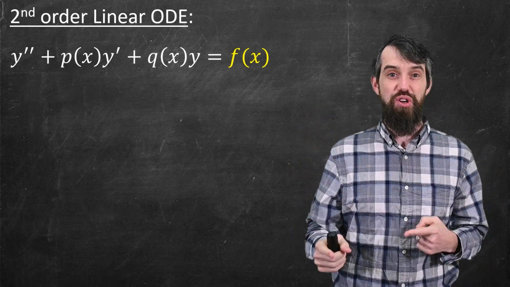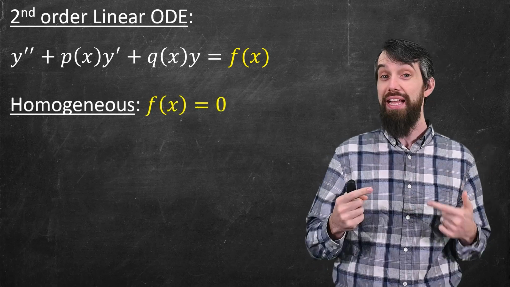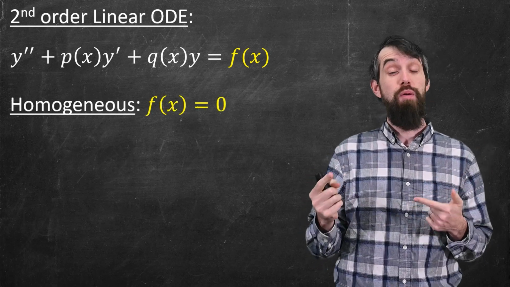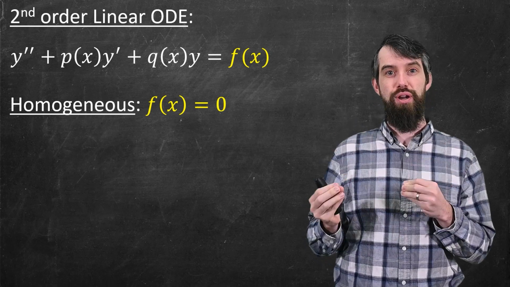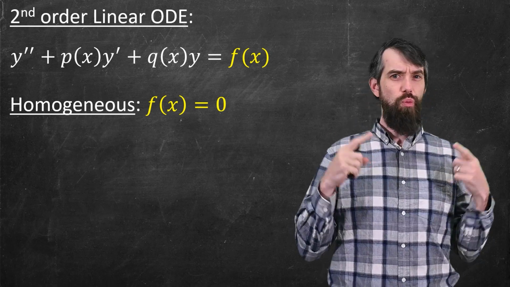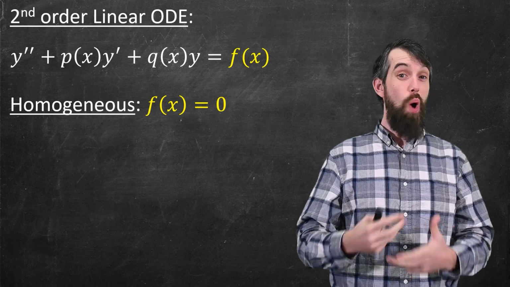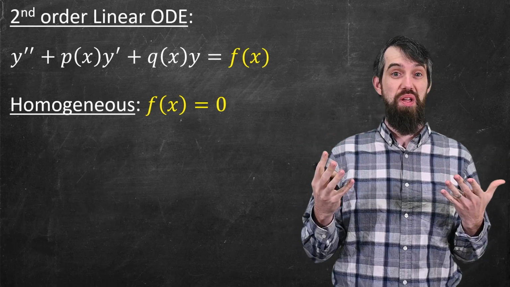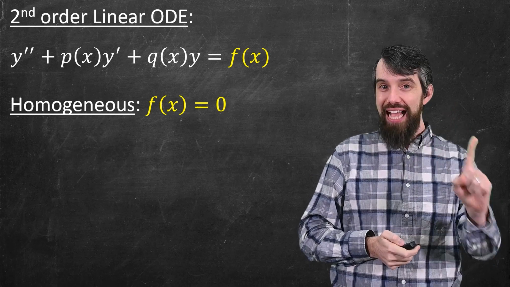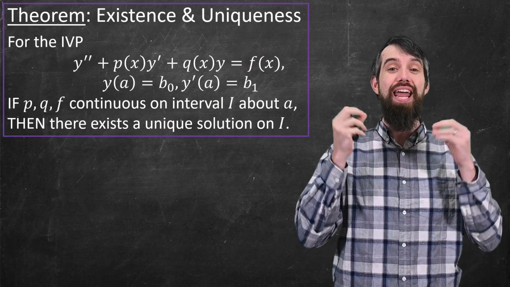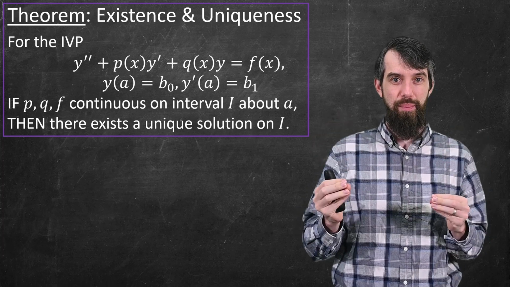And then one final piece of terminology is that if the function on the right-hand side, the f of x, happens to be 0, then we call this a homogeneous second-order linear differential equation. So really what we want to figure out in this video is what is the theory that's associated with this class of differential equations. And the first thing, the classic theorem in differential equations, is an existence and uniqueness theorem.